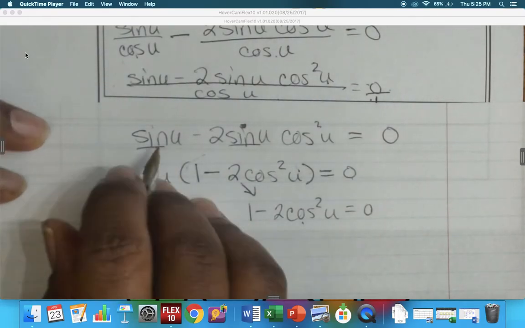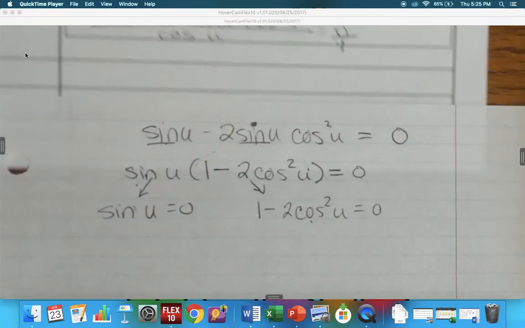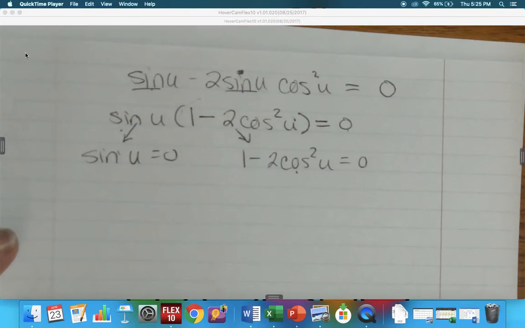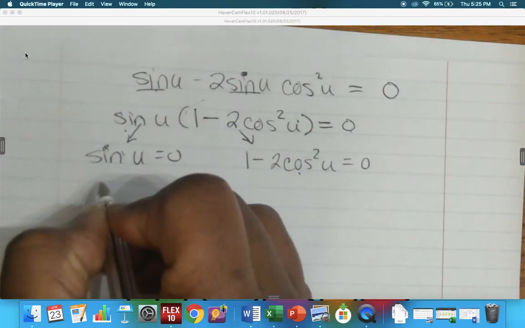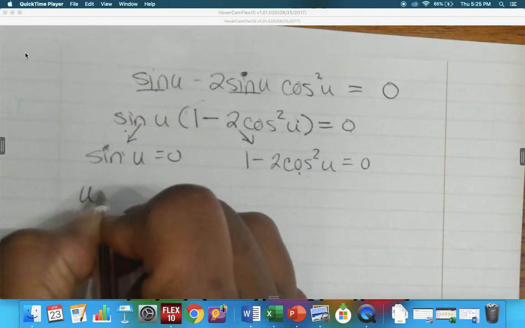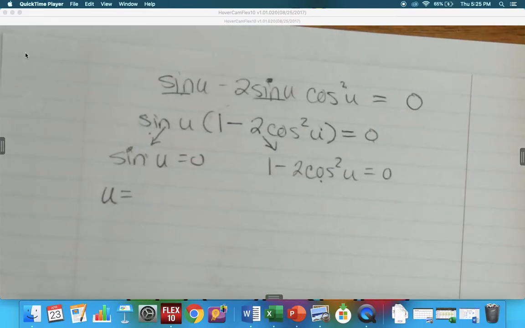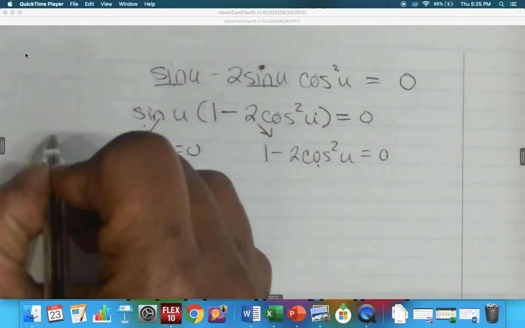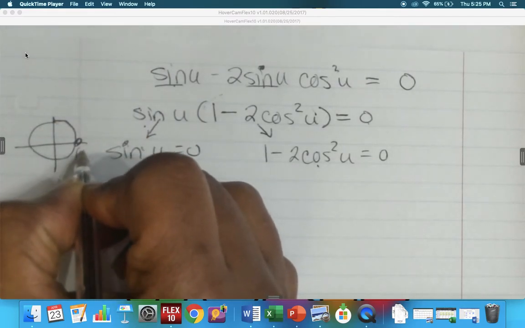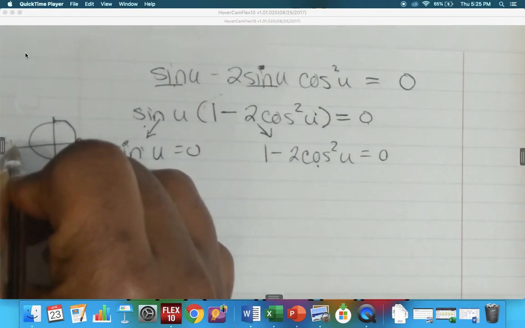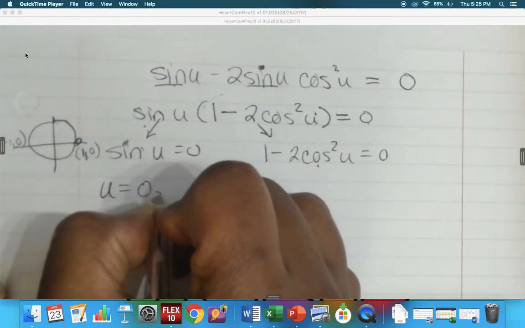When is sine equal to 0? There are two places on the unit circle where sine is equal to 0. So if we look at our unit circle, u is either at 0 degrees, because the point here is 1 comma 0, or pi. So we can say 0 comma pi.